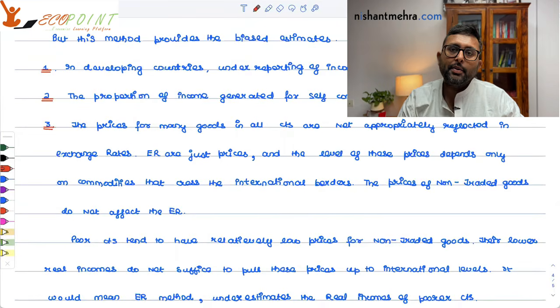The prices of many goods in the developing countries are not appropriately reflected in the exchange rates. Now, why are we saying so?